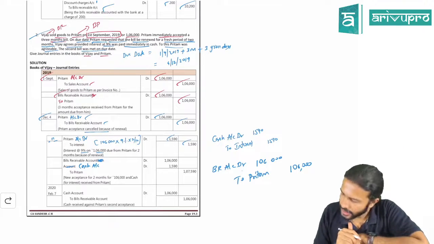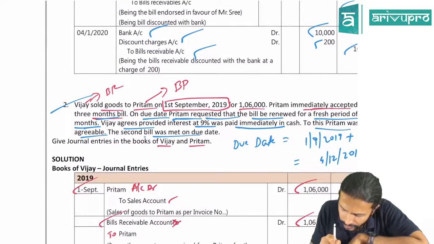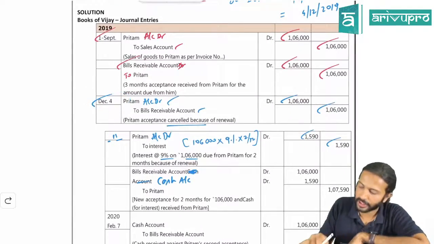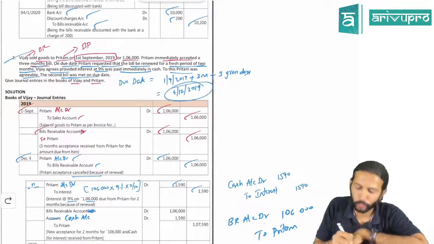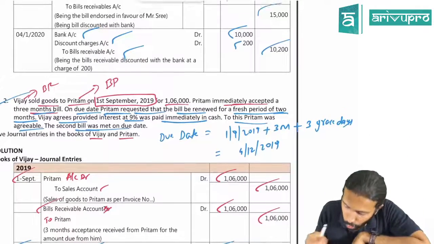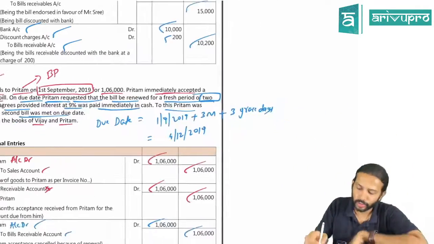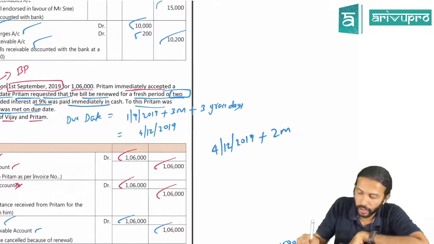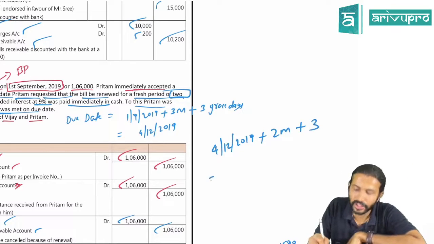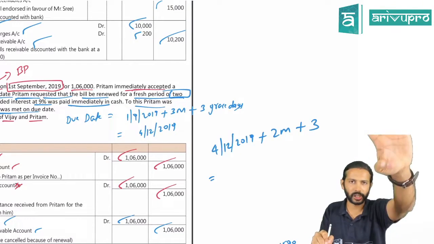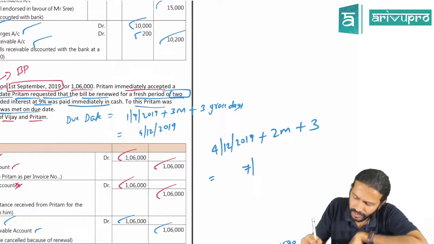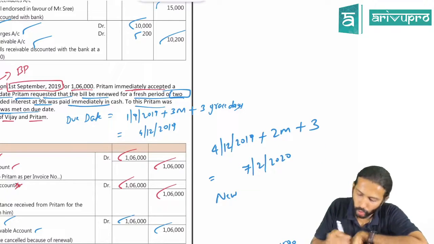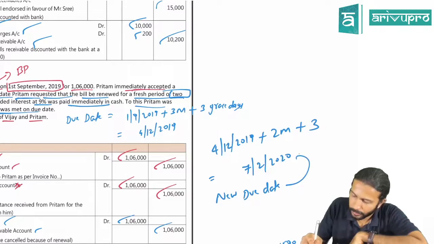Anything else? Last May what happened? The second bill was met on the due date. When did you draft the second bill? The second bill you drafted on 4th December. What was the term of this new bill? The term of the new bill was 2 months. So from 4th December 2019, you add 2 months. This is a new bill, so again you need to add grace days. January, February. So can I say the new due date is 7th February 2020?